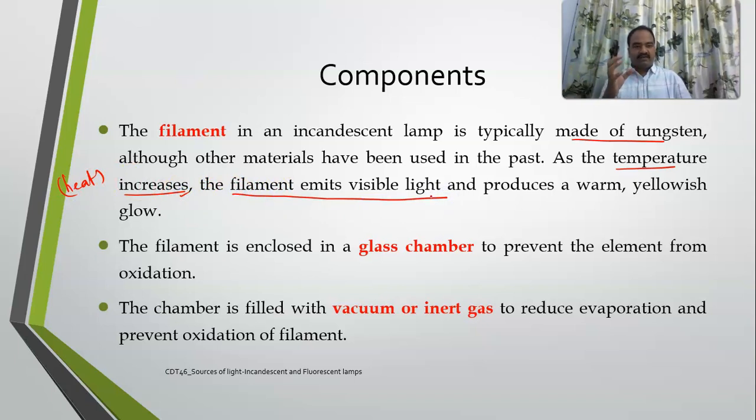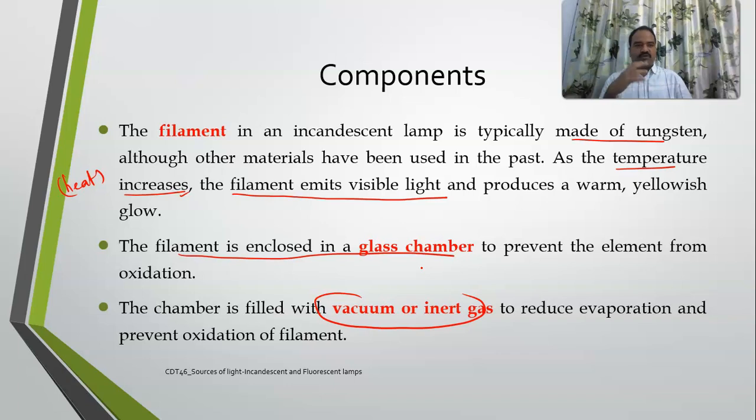You might be seeing, in your homes, in your domestic applications, a warm yellowish glow from your bulb. 40 watt, 60 watt, 100 watt bulbs are available. This filament is enclosed in a glass chamber to prevent the element from oxidation. It is also filled with vacuum or inert gas so that it reduces vaporization and also prevents oxidation.